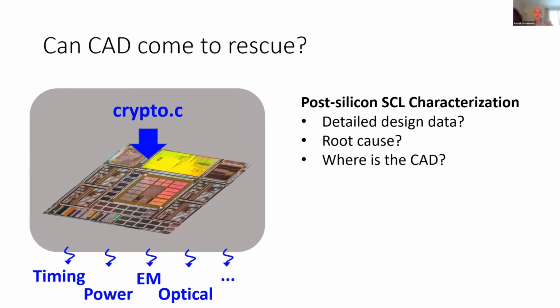And for that, you have to imagine you're an application developer that develops for an existing chip, such as a system on chip or an FPGA or a microcontroller. The problem in that case is that you don't have the detailed design data available for these chips. And as such, explaining the root cause of side channel leakage effects becomes extremely hard. In addition, there is not really any CAD available.